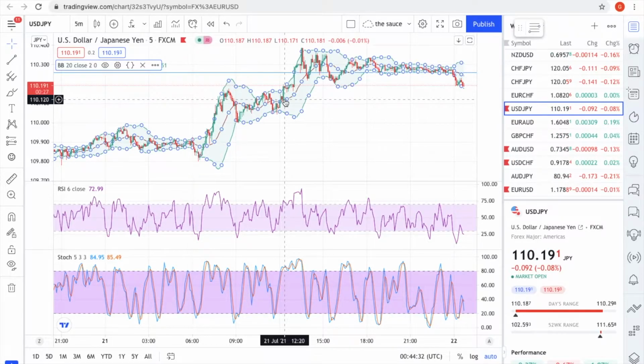If there are more green candles, it's a buying type of market. If there are more red candles, it's a selling type of market. And that's how I look at it. So I basically look at this to kind of tell what I'm going to do for the day.